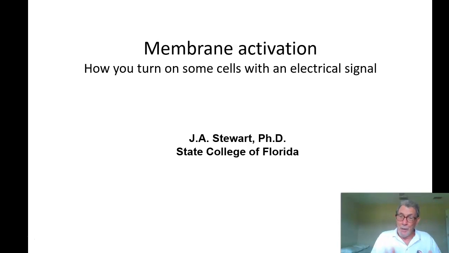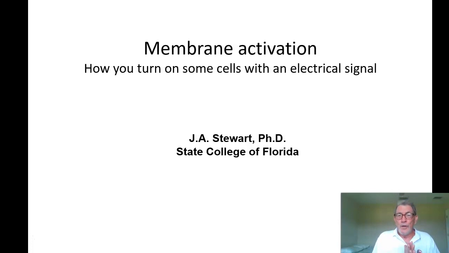So membrane activation, activating these cells, happens in two real basic ways. One is with nerves, and the other is with hormones. Hormones are molecules that flow through the blood and bind onto a cell and turn it on. Nerves are specialized cells that send a signaling molecule that then binds to the cell and turns it on.